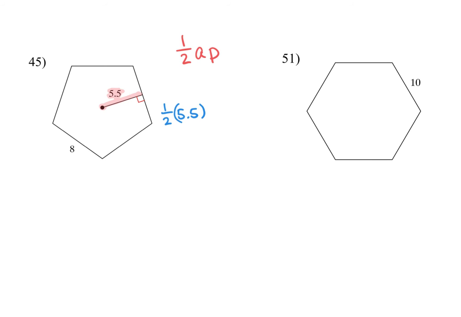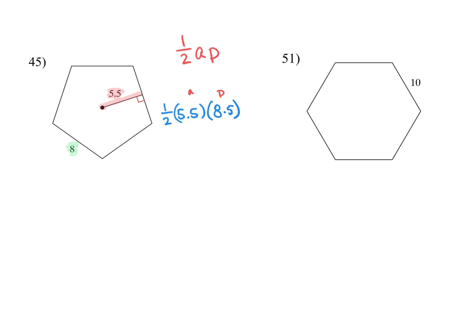Technically, they did not give me the perimeter, but they did give me one of my sides. And I know how many sides I have. How many sides do I have? 6. 5? No, 6. So I'm going to say 8 times 5. I was looking at the wrong one. All right, so 8 times 5 is my perimeter. 1/2 apothem times perimeter. Multiply and solve.